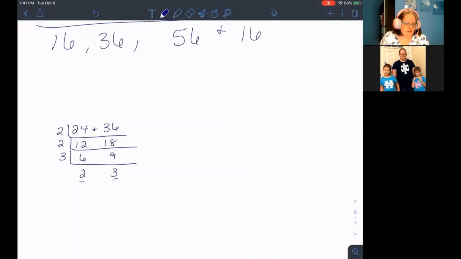So what we need to do now is cross multiply the 24 by the 3 or the 36 by the 2, which is going to give you the same thing. So we have 24 times 3 is 72. And then 36 times 2 is 72. So your least common multiple is 72.